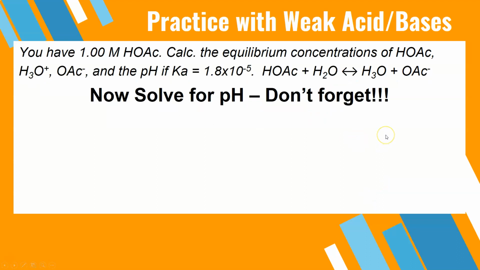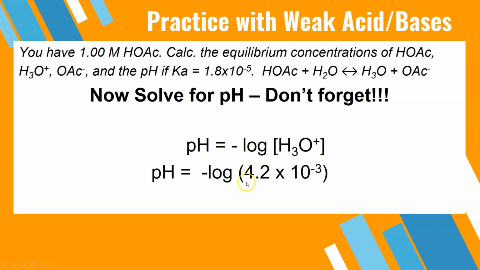Now solve for the pH. Remember, pH will be negative log of the hydrogen concentration. We found that. Remember, we found our X value. We figured out what that was. It wasn't 1 molar. It was just this teeny tiny bit that breaks apart. Punch that in your calculator, and you get 2.37.